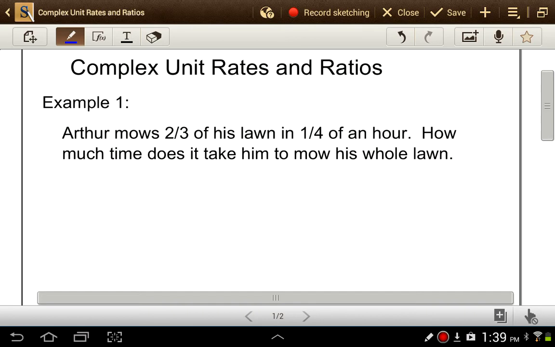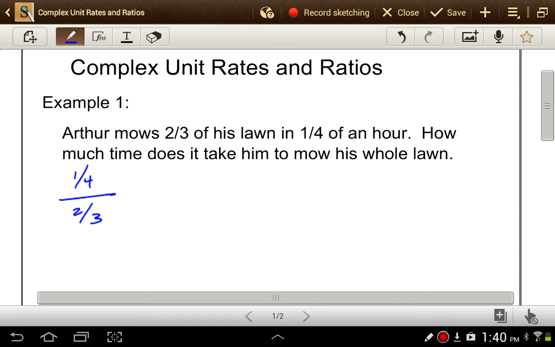So the time is 1/4. There's our ratio, 1/4 to 2/3. Okay, our time compared to our lawns. Okay, how much time will it take to mow his whole lawn, time to lawns. So that's 1/4 of an hour to do 2/3 of the lawn.